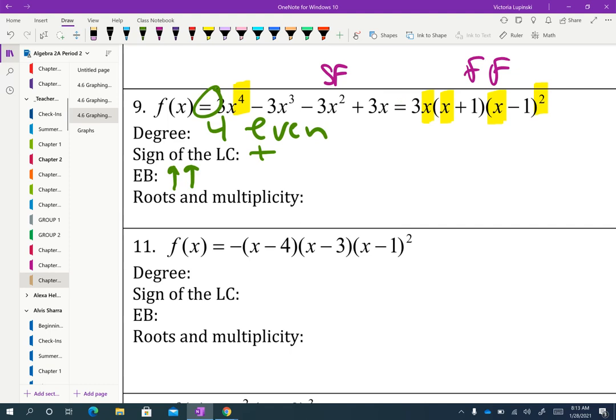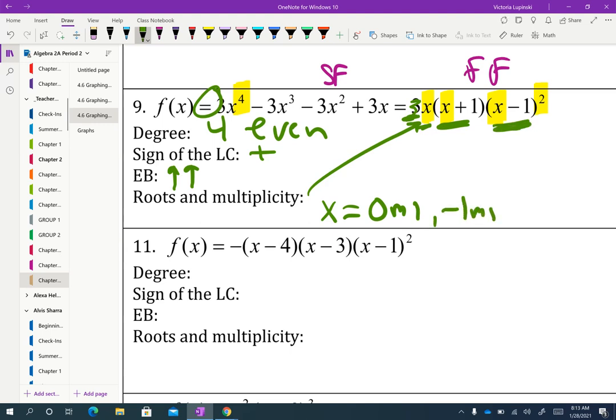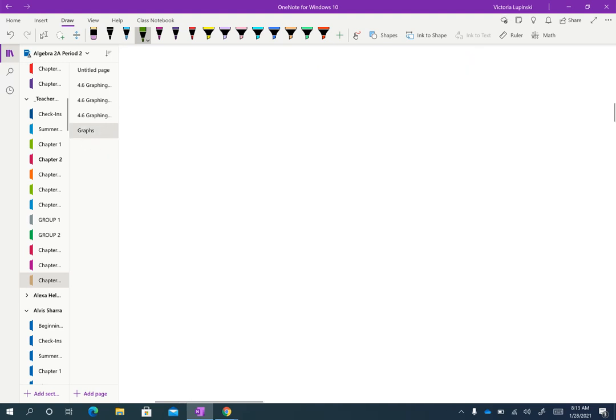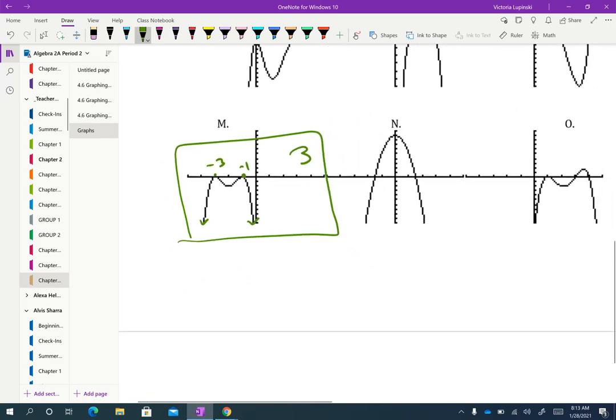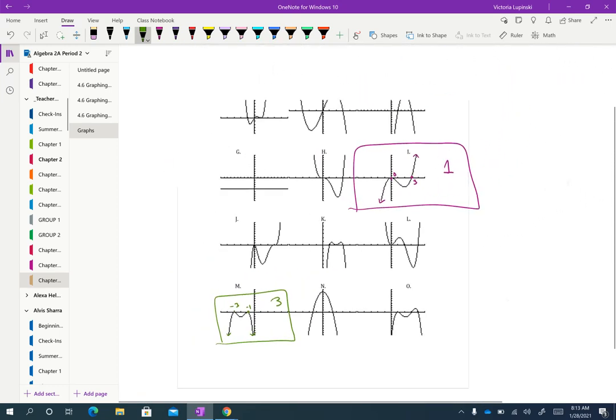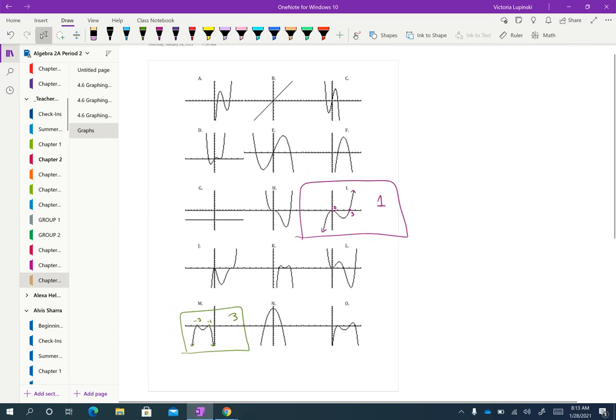If you're trying to find roots and multiplicity, you have to look at factored form. When it comes to the x's, this 3 out front tells us about the end behavior, but it doesn't actually give us any roots. The x by itself, however, does give us a 0, m1, followed by a -1, m1, followed by a +1, m2. So you now have to go back to your graphs. You have to be looking at all your different options here, except for the ones that you've already used. Obviously, you can't use those again.